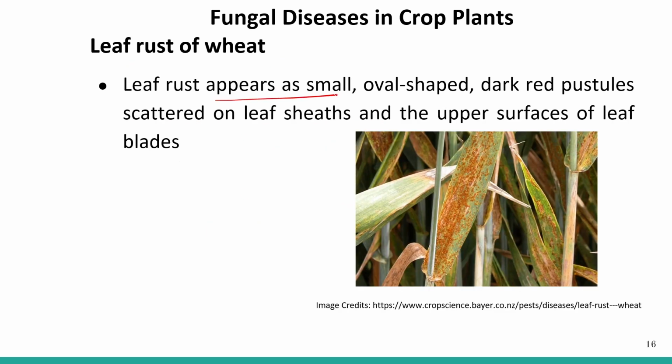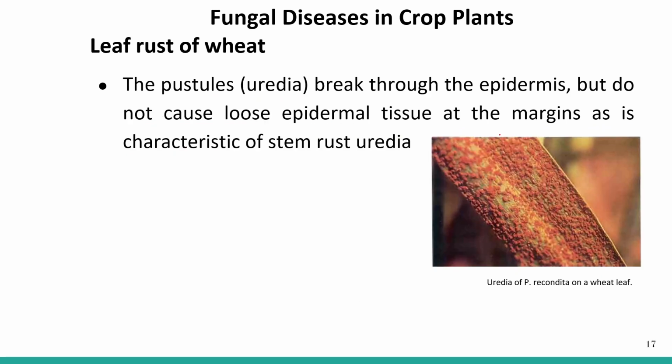Leaf rust appears as small oval-shaped dark red pustules scattered on the leaf sheath. So here this is the region of leaf sheath. Here you can see these pustules, this leaf rust, on the upper surface of the leaf blade. So this is not only confined to the sheath region, but it is also present on the leaf blade. The pustules, that is uredia. How these uredia pustules are present, you can see in this figure.